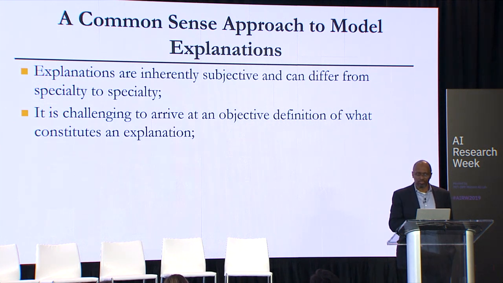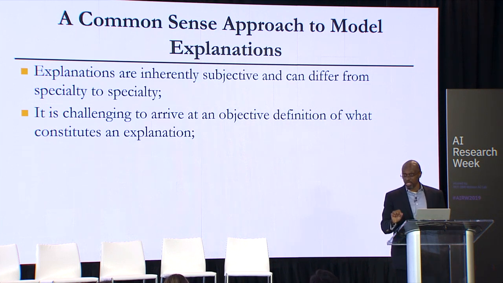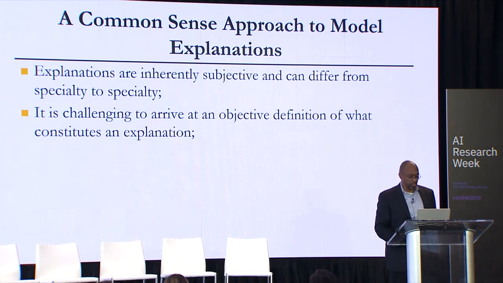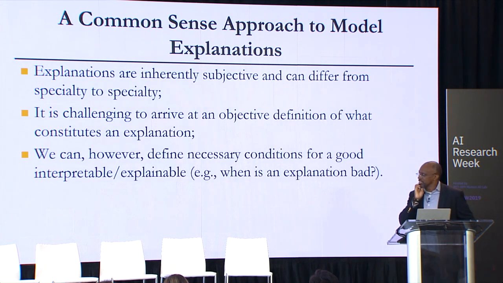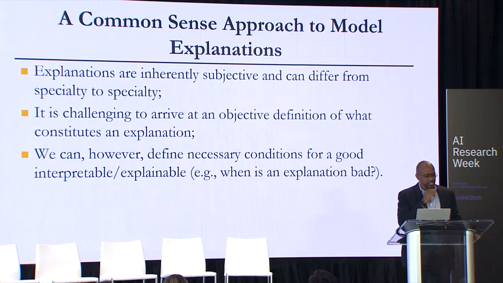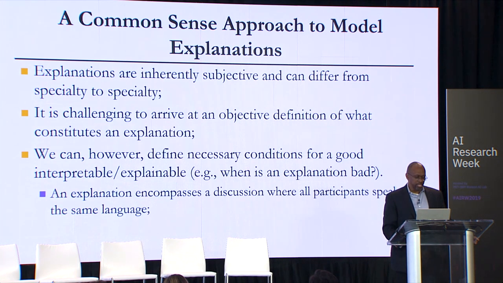So I don't know how to write down what an explanation is in terms of a criterion that others should follow to be able to do this and apply this in a principled way to whatever model they could create. But I can sort of think about it a little bit if I think about necessary conditions for an explanation. So when is an explanation bad? So an explanation encompasses a discussion where all participants speak the same language.